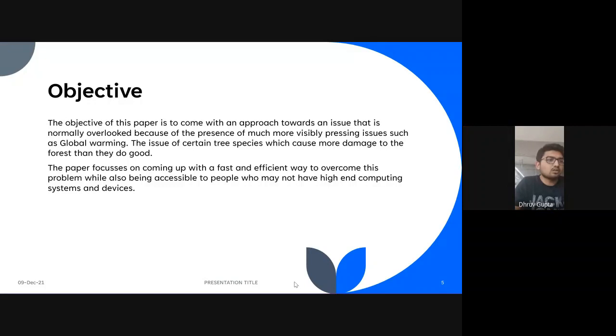Objective. The objective of this paper is to come with an approach towards an issue that is normally overlooked because of the presence of much more visibly pressing issues such as global warming. The issue of certain tree species which cause more damage to the forest than they do good. The paper focuses on coming up with a fast and efficient way to overcome this problem while also being accessible to people who may not have high end computing systems and devices.